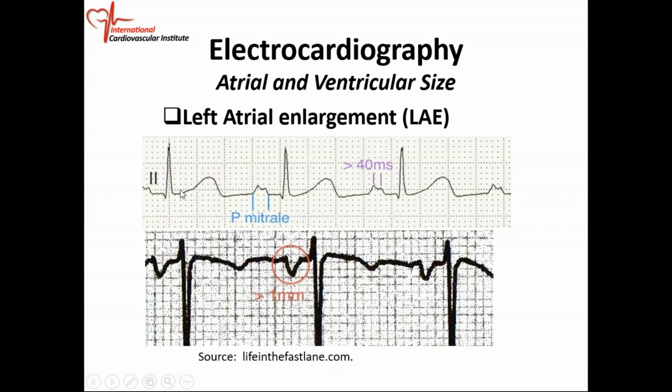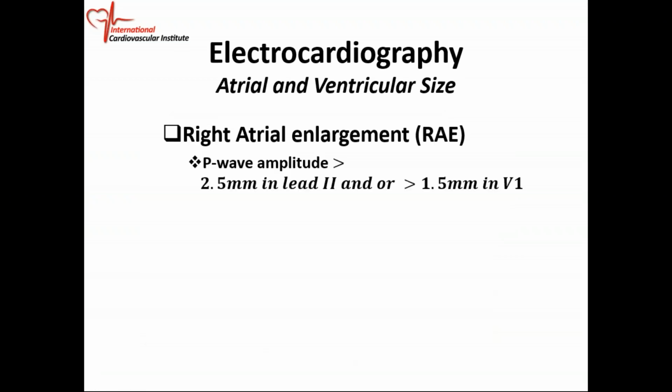Now, if you look in the inferior leads, so again, the inferior leads are your lead 2, your lead 3, and AVF. And if you have a biphasic P wave, so you can see that the P wave has two humps. So that's why we call it biphasic. So if you have two humps in your inferior P waves, then that's left atrial enlargement.